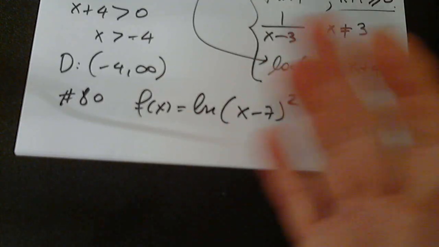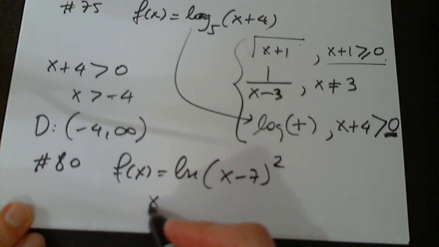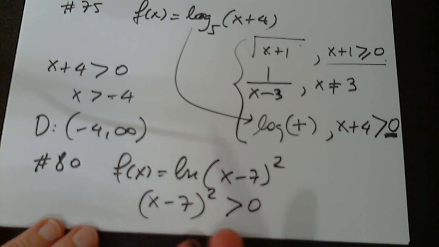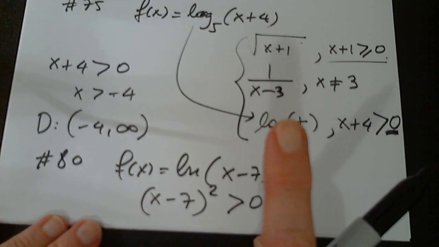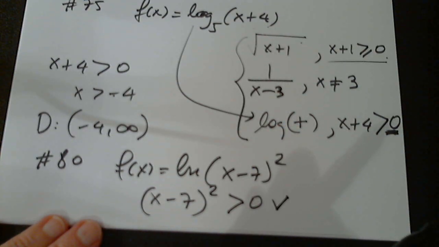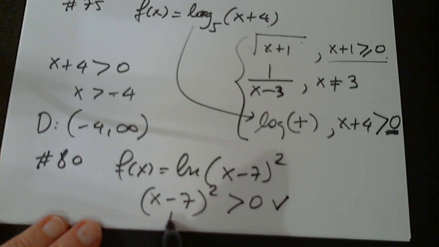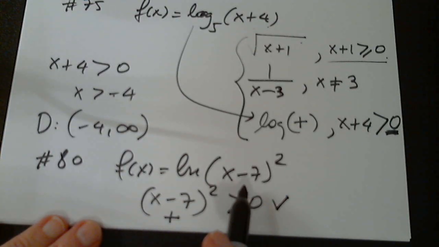The only condition, or restriction, that I have to write is x minus 7 squared is greater than 0. But you can say, but this is always positive. Why do we even write that? Well, that is true. This is always positive. But there is one number that has to be excluded because it will equal 0. However, this quantity can be 0, and that cannot happen. So the domain will be everything except that number that makes this expression 0.